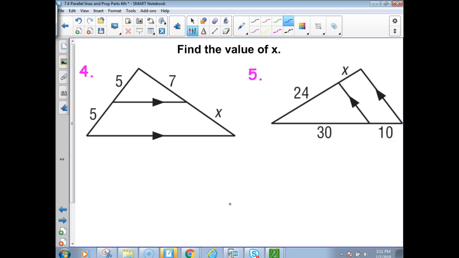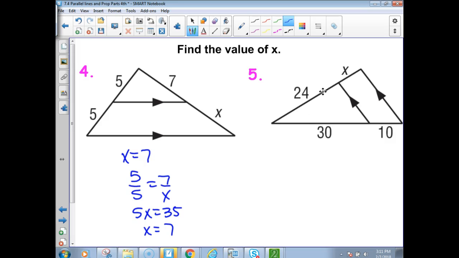What should X be? Do you need to write a proportion? No, X needs to be 7. If these are equal, these have to be equal. Okay? So you could write a proportion. 5 over 5 equals 7 over X. That would just be 5X equals 35, and then you divide by 5 and get 7. So there's proof for it right there.